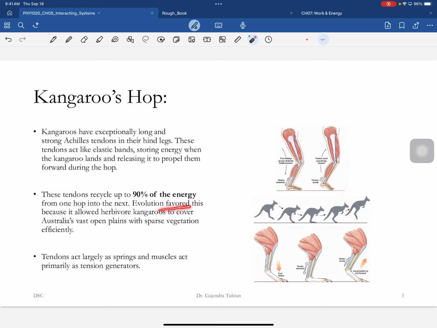Evolution favored this because kangaroos had to cover vast open plains with sparse vegetation efficiently. So you had to cover long distances to find your food. Now here's an important fact. Tendons act largely as springs. They store energy. And muscles act primarily as tension generators. So when the muscle contracts, it's stretching the tendon, generating tension in the spring.